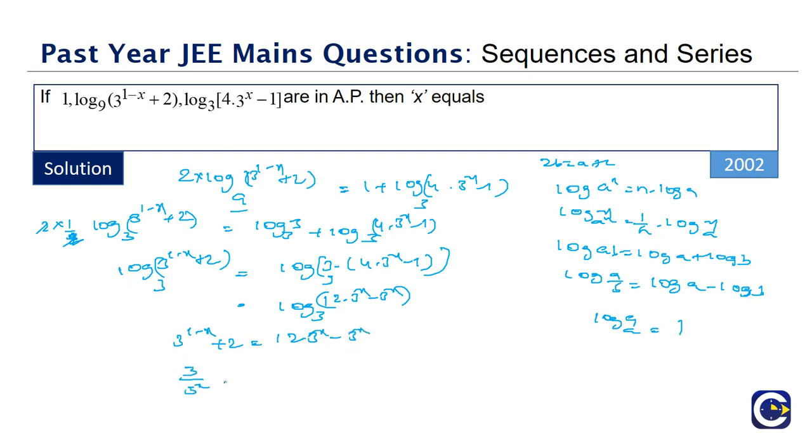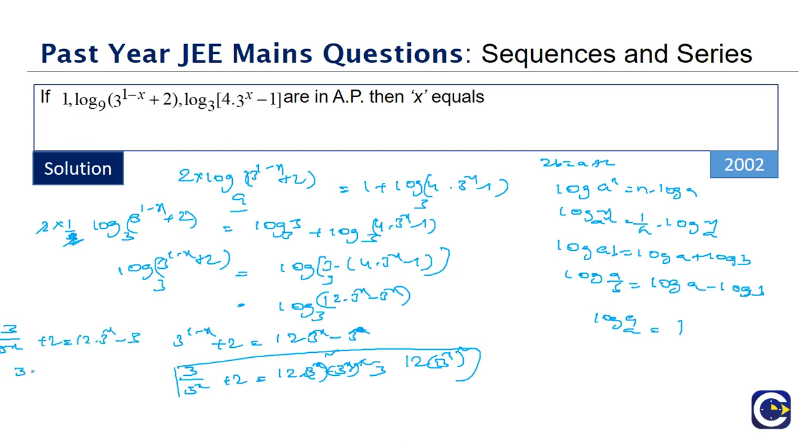So 3 by 3 power x plus 2 is equal to 12 into 3 power x minus 3 power x whole square. So this is a quadratic equation, correct? Here we did a small mistake, wait a second, remove this step. So 3 by 3 power x plus 2 is equal to 12 into 3 power x minus 3, which can be written as 3 plus 2 into 3 power x is equal to 12 into (3 power x) whole square minus 3 into 3 power x.